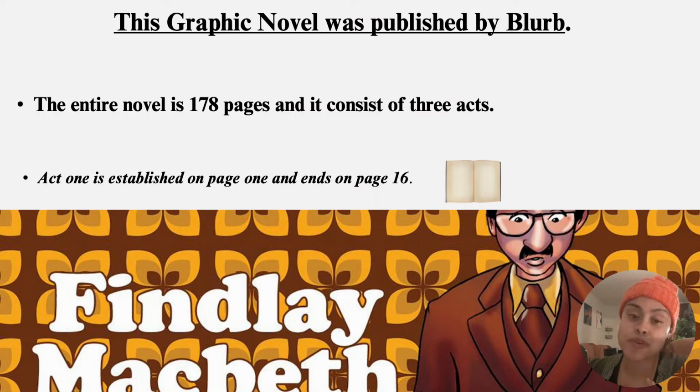This graphic novel was published by Blurb. The entire novel is 178 pages, and it consists of 3 acts. Act 1 is established on page 1 and ends on page 16. In Act 1, we learn who the characters are, we learn the story world, we learn their life as we know it before anything happens.